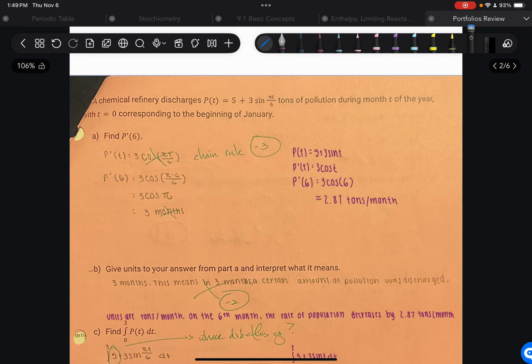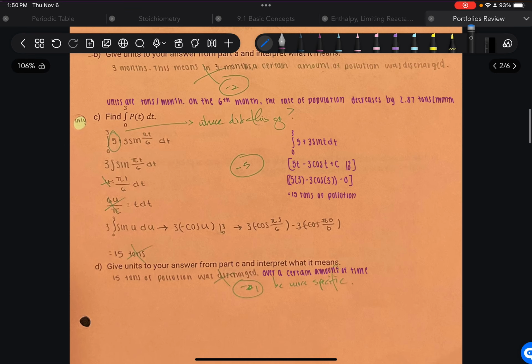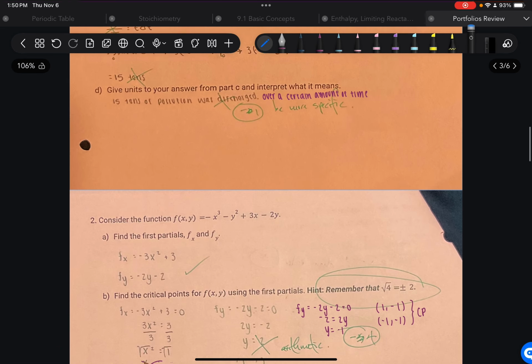So for part A, I properly found P of 6 with the right units and then elaborated that in part B. And then in part C, I took into account the 5 that I took out and then I solved for that and then elaborated the right units.